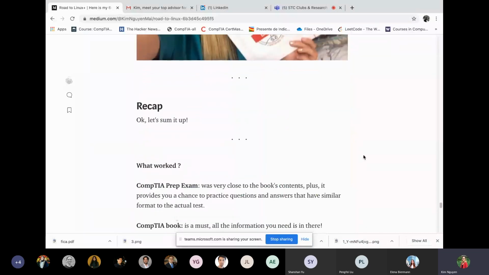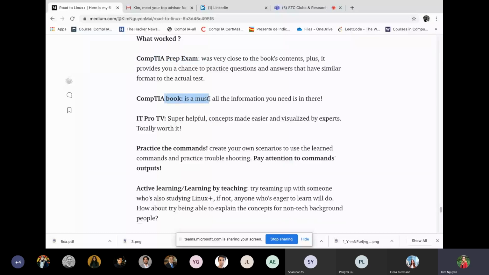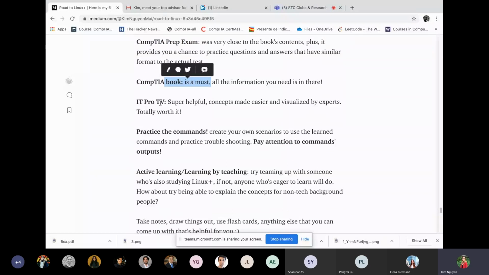So yeah, recap: the exam prep was really helpful for me. It's a way to learn the contents and the theory parts without feeling boring. And the book is super important. Even though I'm not a big reader, I have to say you cannot skip it. IT Pro TV, not only for Linux Plus, but they have different things about AWS, security, other things. It's super interesting. The speakers are awesome.